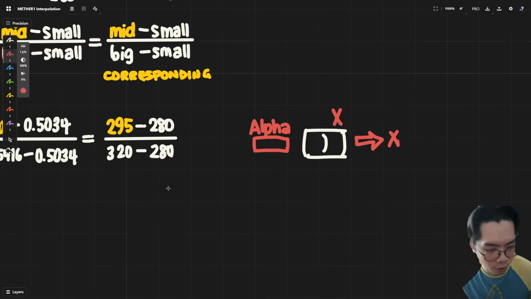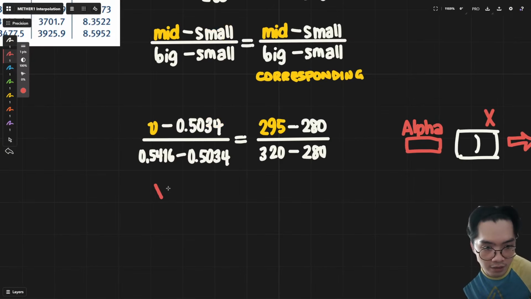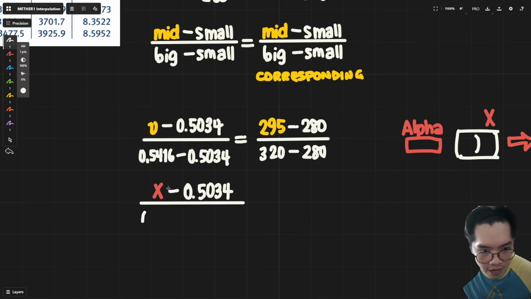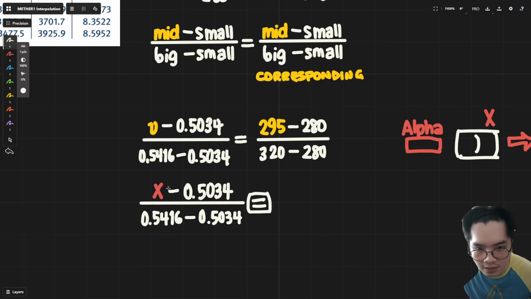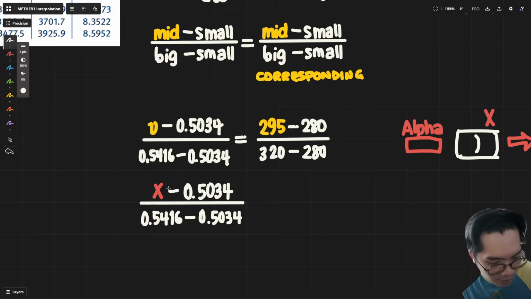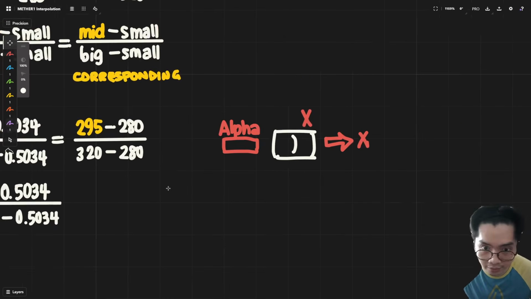And so you can put all of that into your calculator, right? You can get X minus 0.5034 all over your value of 0.5416 minus 0.5034. And do not press equals, do not press equals. As you will see on the upper left, there is another equal sign that is colored blue or red, right?